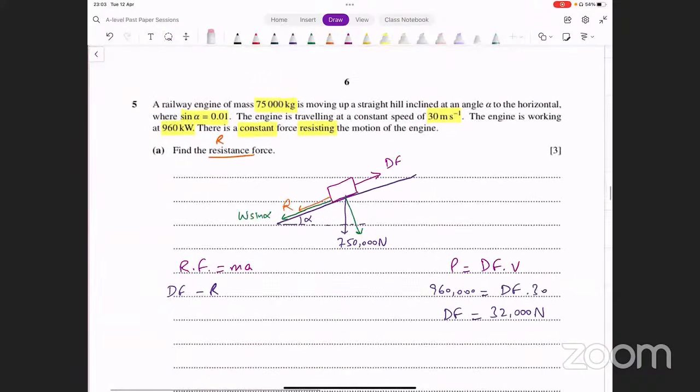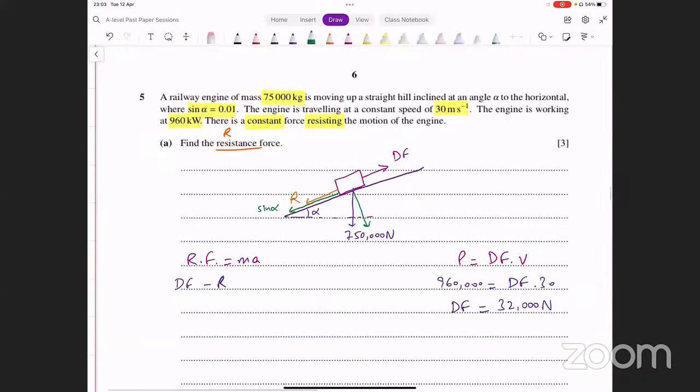W की value क्या है? W की value is 750,000. So you can write that here. 750,000 into sine alpha. That's the component of the weight that's acting in this direction. Why is that the case? Because if this angle is alpha, this angle is going to be 90 minus alpha. अगर ये 90 minus alpha हो जाएगा, तो ये angle कितना हो जाएगा? This is going to be alpha.